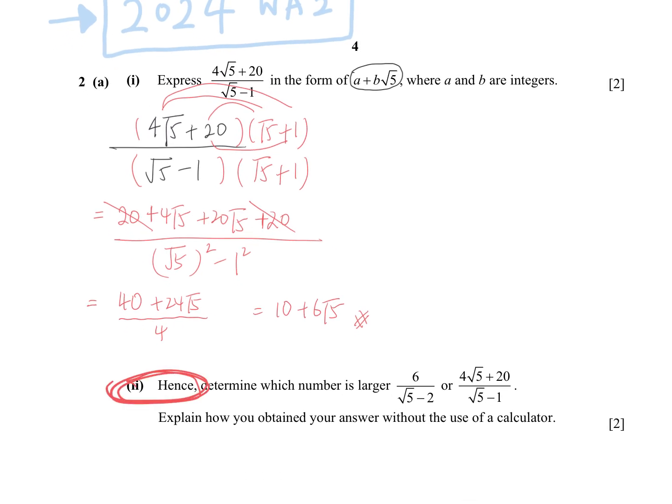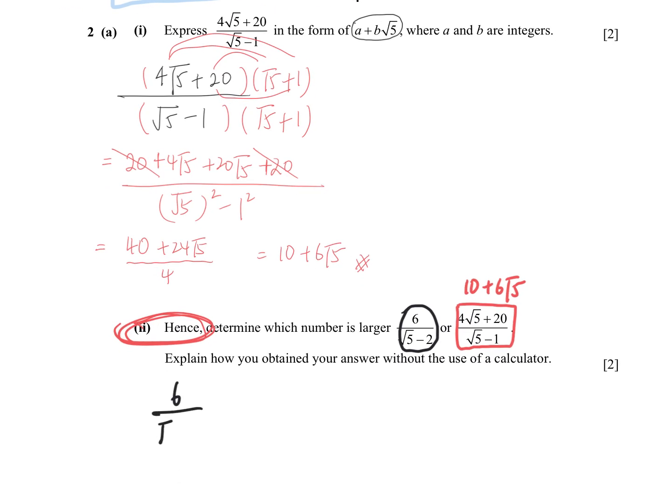Then the second part, they say hence. When they say hence, they are giving you a big hint. That means instead of this form, they suggest that this is already 10 plus 6 root 5. So the hint is to use this and rationalize it as well so that you can compare them. You have to explain how you got that derivation. So go and rationalize this part by multiplying it with its conjugate pair.